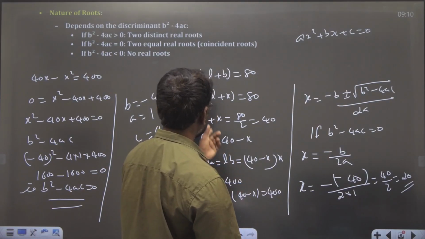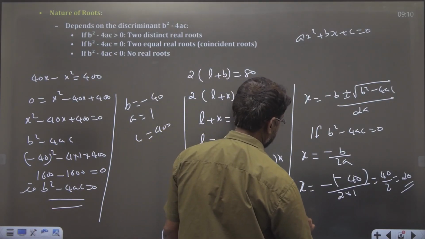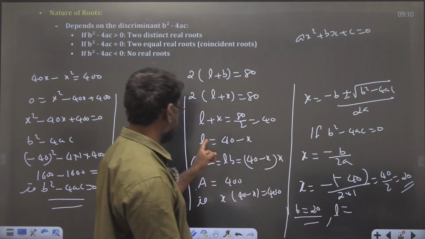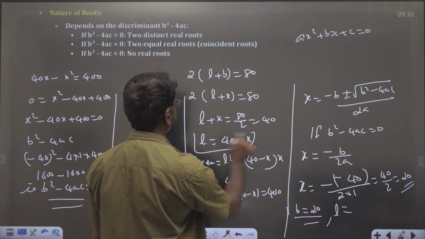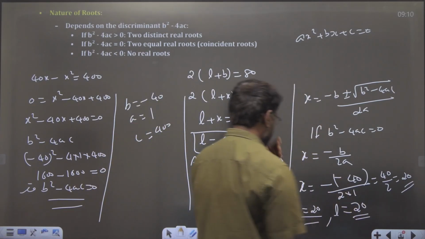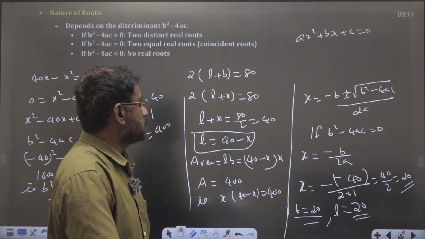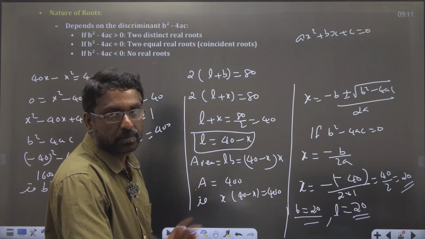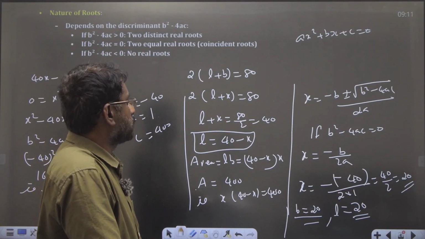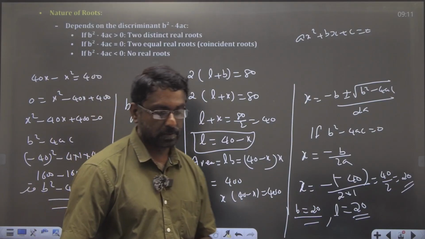Here x is the breadth, that is b is equal to 20. Therefore length is 40 minus x, 40 minus 20, that is again 20. Breadth is 20, length is also 20. Length and breadth are the same, it is a square actually. This is the question.